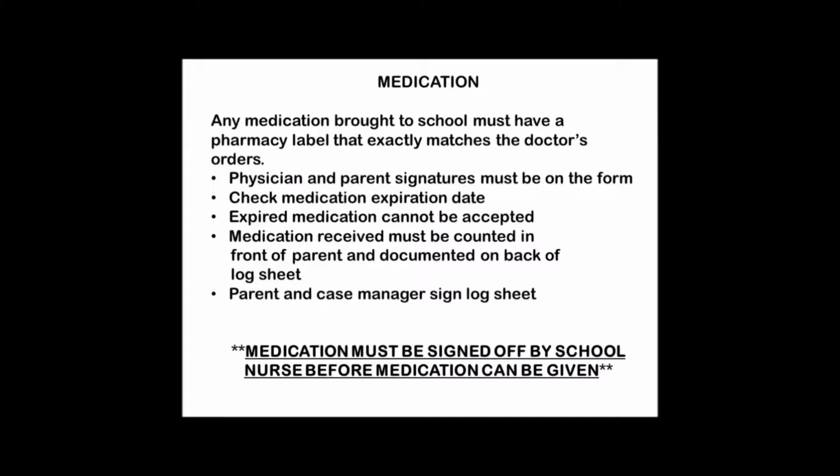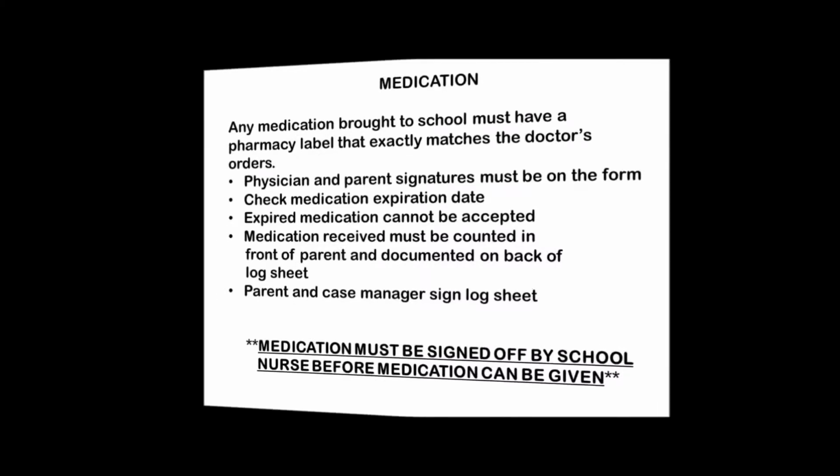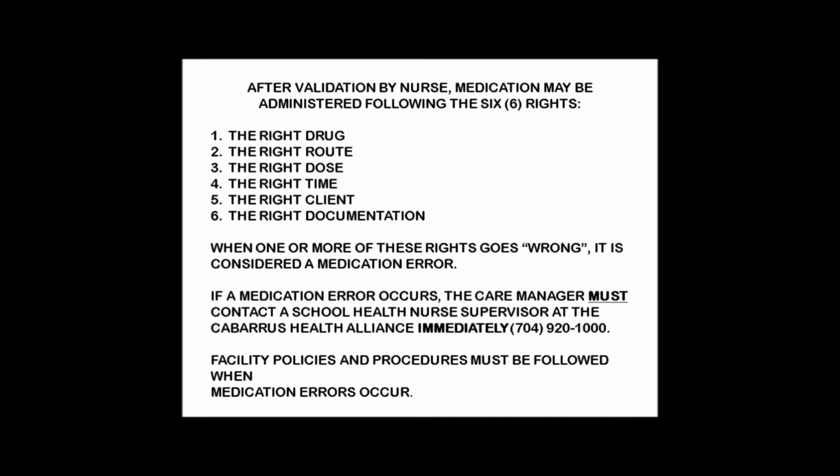Medication must be signed off by the school nurse before medication can be given. After validation by nurse, medication may be administered following the 6 rights: the right drug, the right route, the right dose, the right time, the right client, and the right documentation. When one or more of these rights goes wrong, it is considered a medication error.